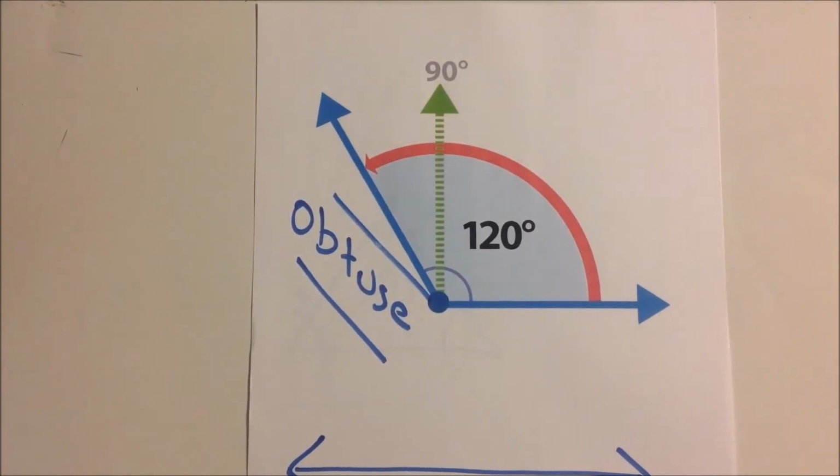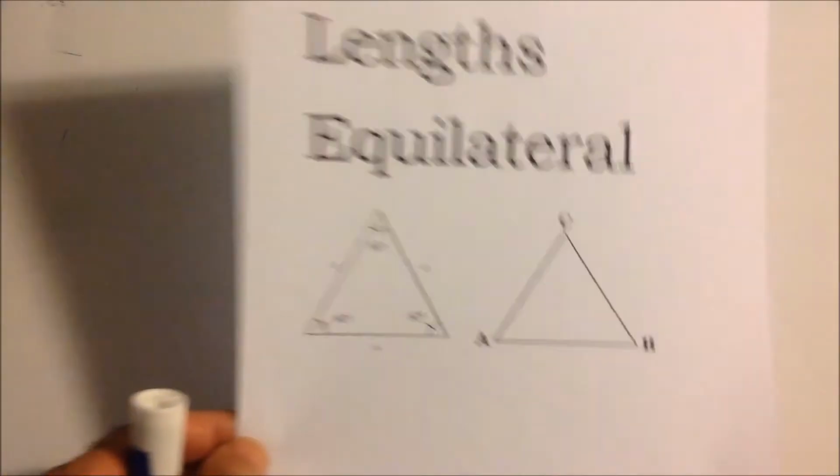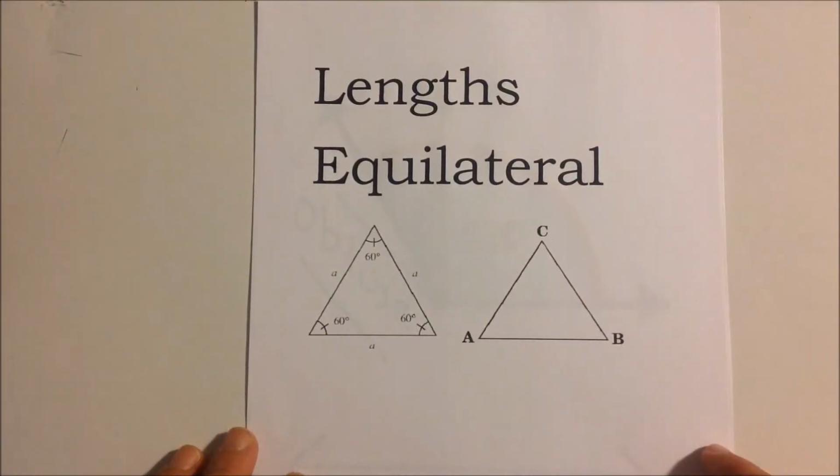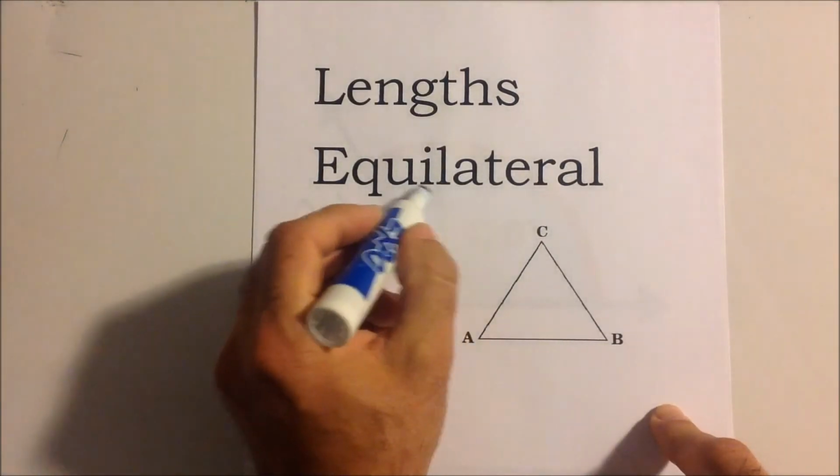Okay, so now we could also measure triangles by their lengths. So here we have an equilateral triangle. And it's easy to remember.